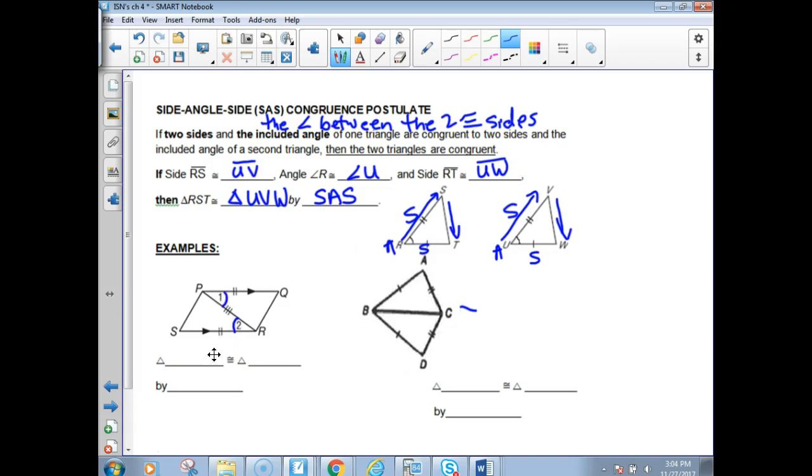So someone name me a triangle name for one of the triangles. I don't even care if it's the top one or the bottom one. PRS, okay? So you said triangle PRS.